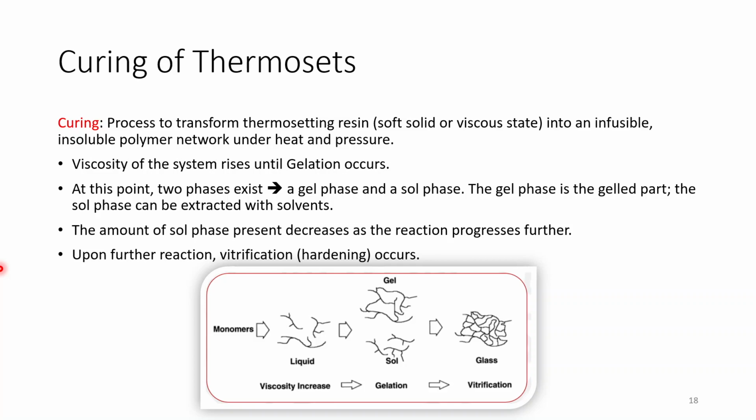The amount of sol phase present decreases as the reaction progresses further, and upon further reaction vitrification, also known as hardening, occurs. As seen here, the monomers are firstly in liquid state, so viscosity keeps on rising, and you will get a gel and sol part. Then finally you will get hardening of the polymer.